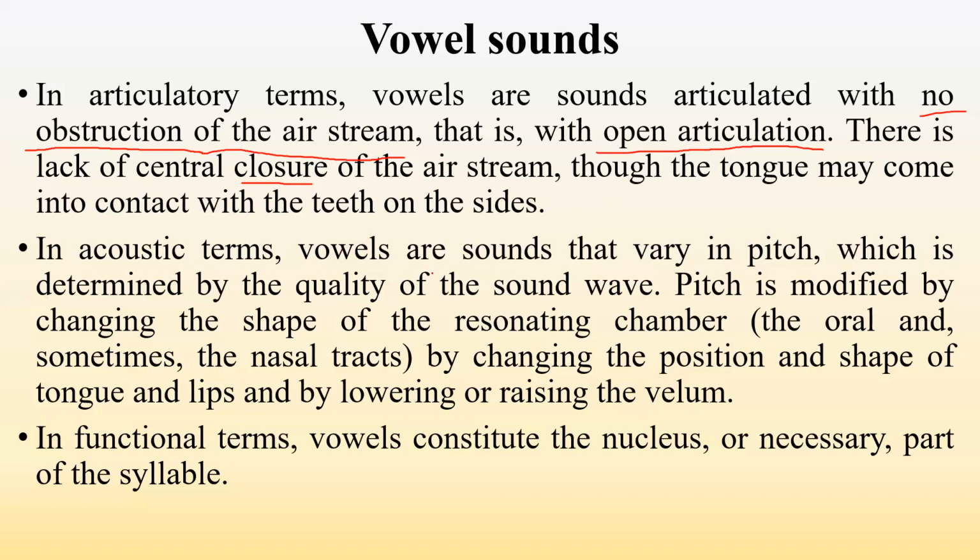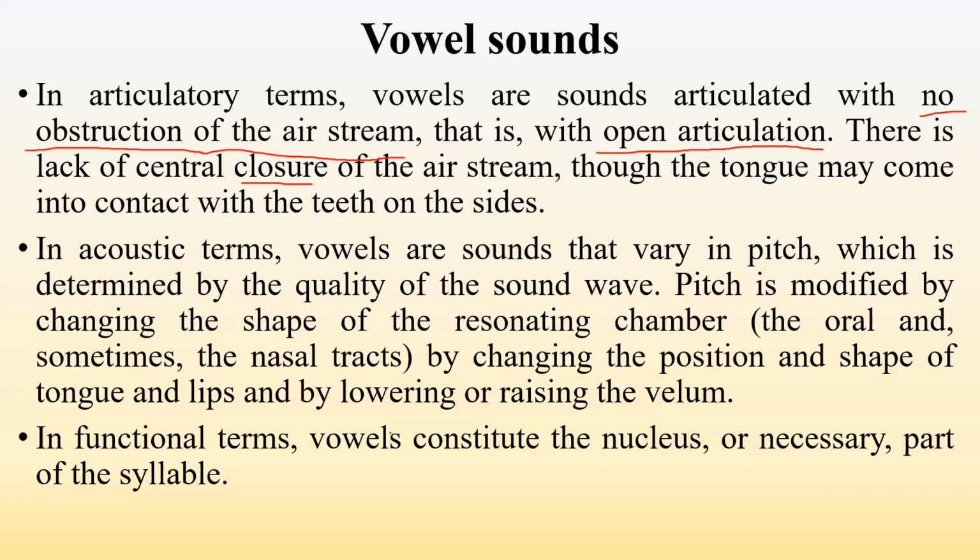So in acoustic terms, vowels are sounds that vary in pitch, which is determined by the quality of the sound wave, right? So pitch is modified by change in the shape of the resonating chamber, the oral and sometimes the nasal tracts, and by change in the position and shape of tongue and lips, and by lowering or raising the velum.